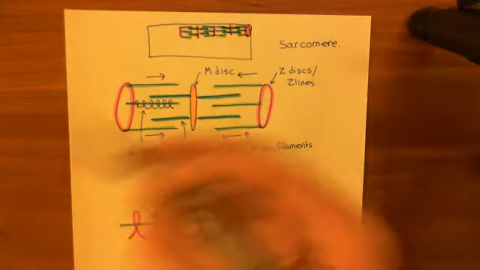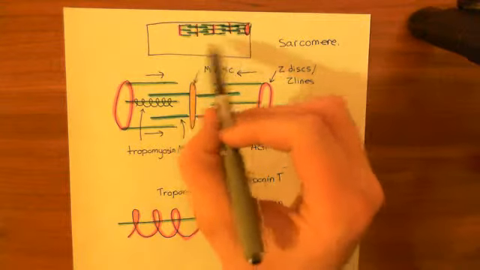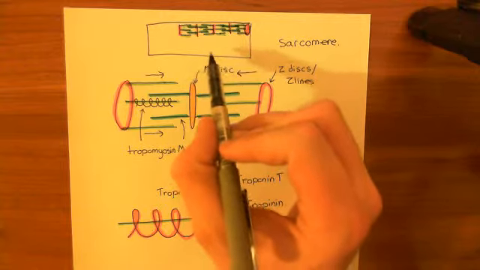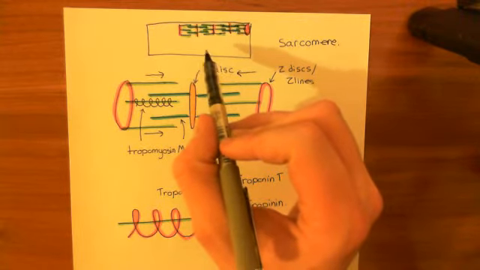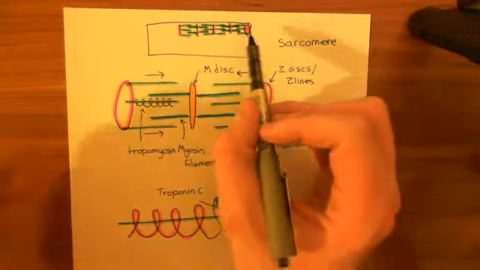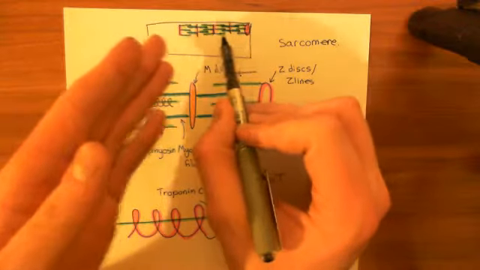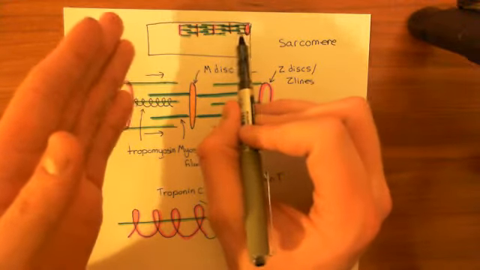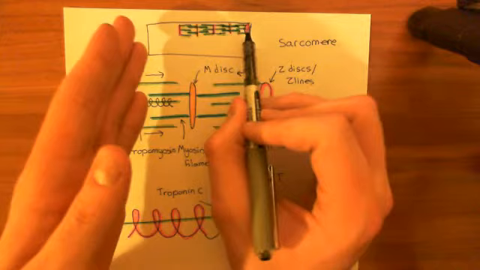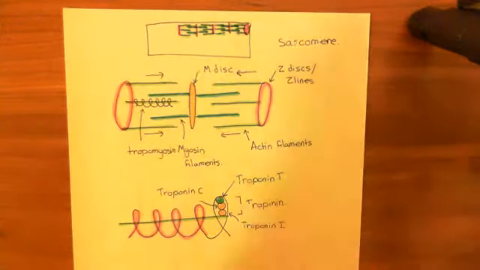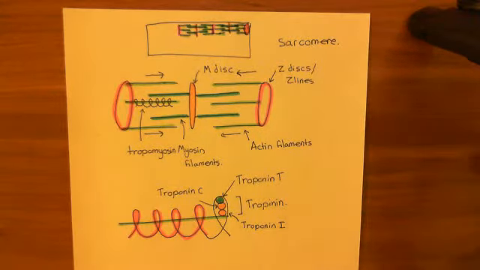And you're not just going to have one row of sarcomeres, you'll have multiple rows of sarcomeres in the cardiomyocyte. When all of these sarcomeres contract, all the rows will contract, and the whole cardiomyocyte will contract. So that's the mechanism by which cardiomyocytes contract.